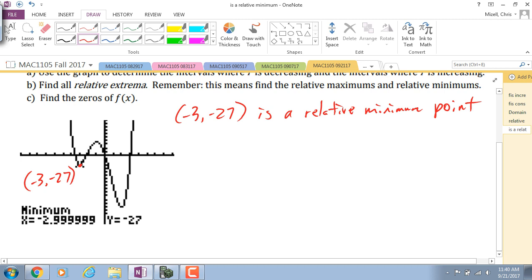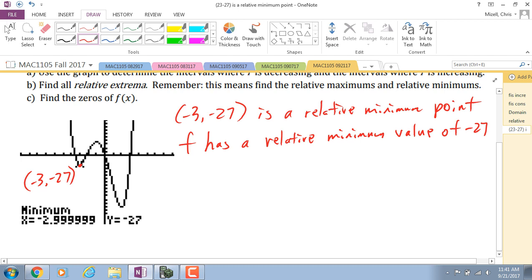Another way we could say this, if we want to talk specifically about the x-coordinate and the y-coordinate, is to say f has a relative minimum value of negative 27. Whenever we're talking about function values, it's always the y-coordinate. When you evaluate a function, you get an answer. That's the y-coordinate of the point on the graph. So it has a relative minimum value of negative 27, and if we want to bring the x-coordinate into it as well, we can say which occurs at x equals negative 3.